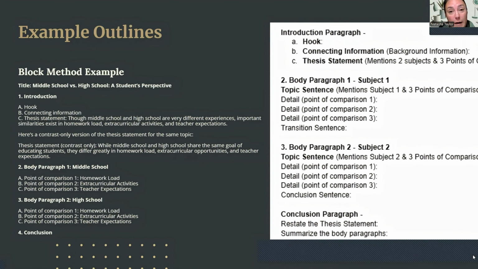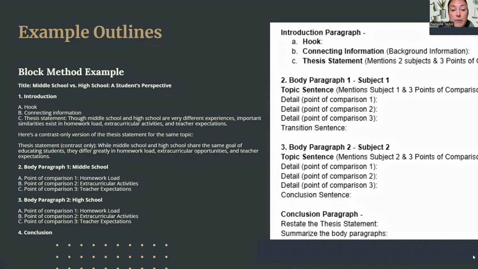For the introduction paragraph, you have, first of all, the hook, then you have connecting information and the thesis statement. And in that thesis statement, you want to mention the 2 subjects that you're comparing, and then the 3 points that you are comparing them based on. So for example, your thesis statement might be, though middle school and high school are very different experiences, important similarities exist in homework load, extracurricular activities, and teacher expectations. So now in that way, you have mentioned that there are similarities.